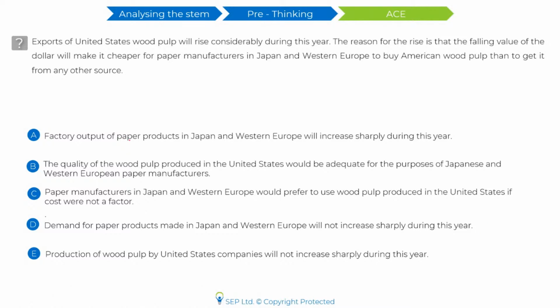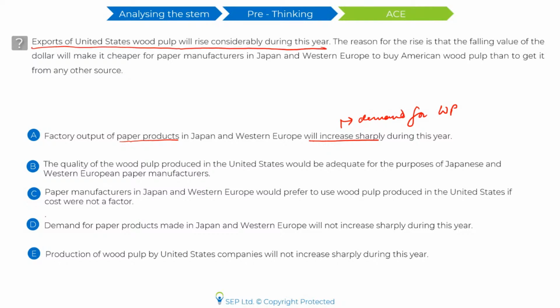Factory output of paper products in Japan and Western Europe will increase sharply during this year. If the factory output of paper products increases sharply, then demand for wood pulp will also increase. So this is definitely going in favor of our conclusion, right? It's going in favor of this. Let's keep A on hold.